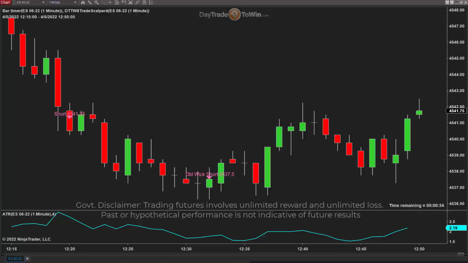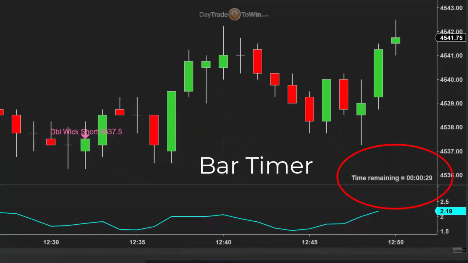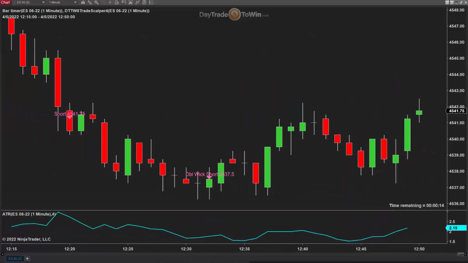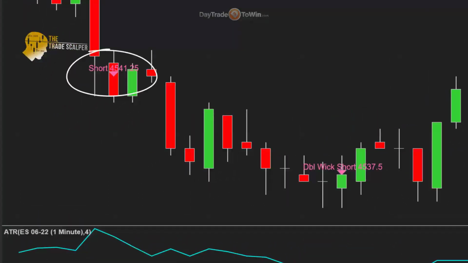So the first thing we're going to notice is that on the right hand side of the screen I have a bar timer. Usually when we know that a candle based off of time is going to close or open at a certain time, 10-20 seconds left before this candle closes, that's a good thing. And the reason why I say that is because if you look at the prior two examples here on the Trade Scalper, we have a short at 45.41 quarter, and the goal is to make the profit as soon as possible and not hold on to a losing trade.